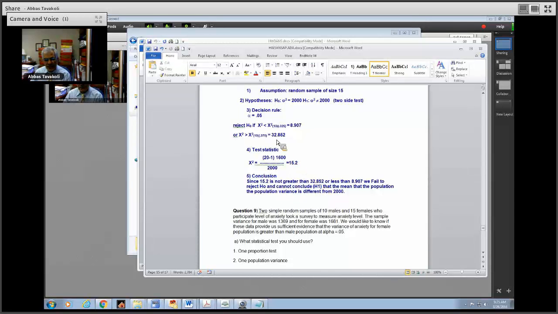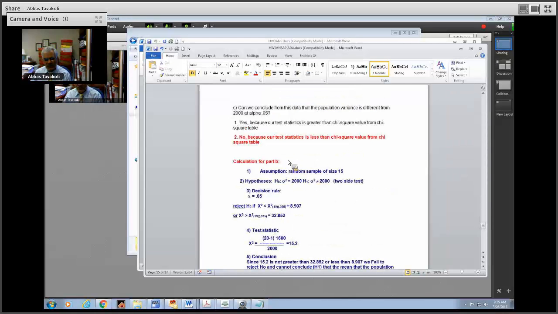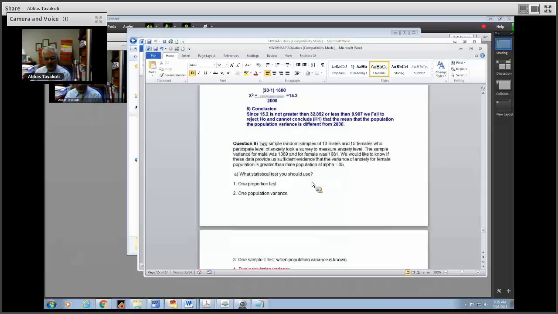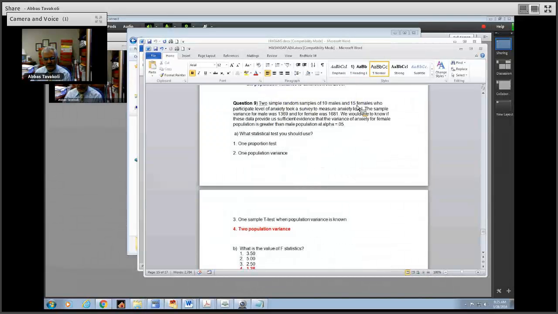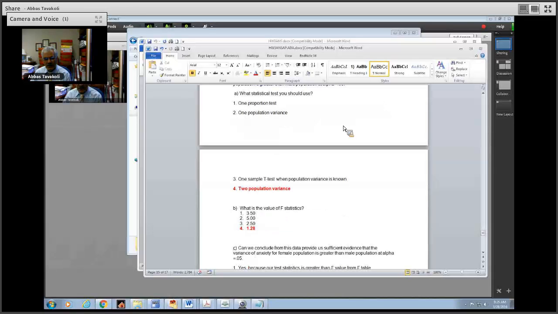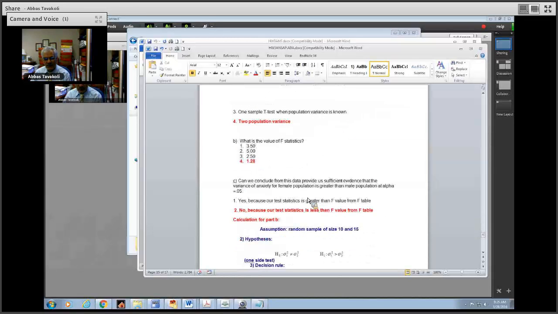So we calculate our chi-square easily by n minus 1 times the sample variance over the hypothesized population variance. You get 15.2. 15.2 is not greater than 32.8 or less than 8.97, so we fail to reject. We cannot say the population variance is different from 2000.